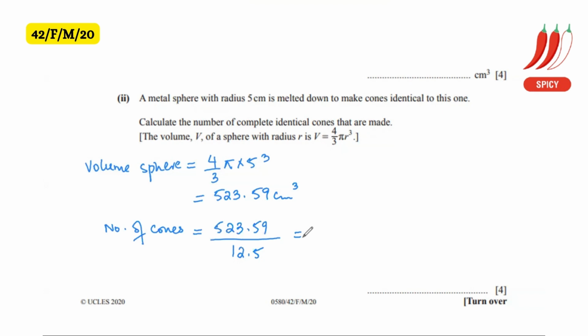So when we divide that by 12.5, it gives us 41.8. Since we can't make a cone in a decimal, the number of complete identical cones that are made is going to be 41. The 0.8 is removed because we're rounding it down, as we need complete identical cones.